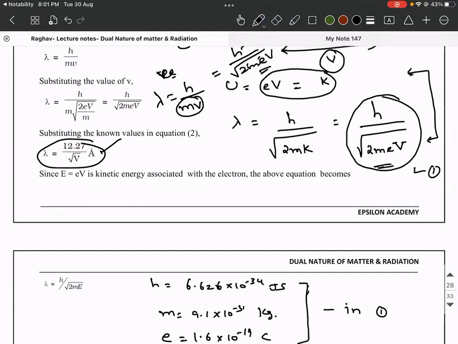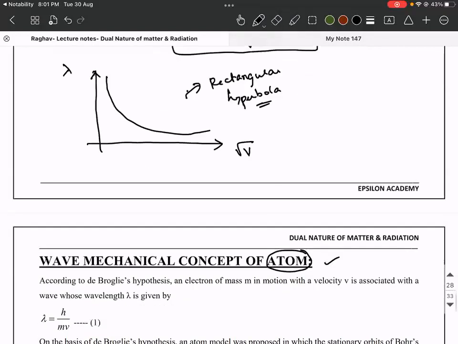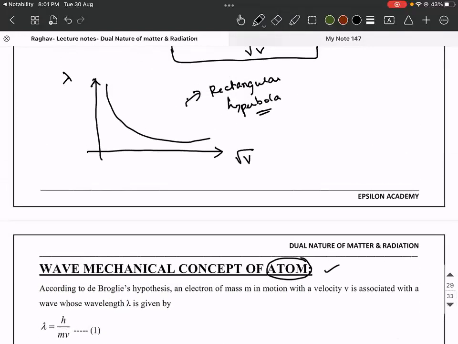Shall I proceed? If you want to draw the graph between lambda and V, actually you will not draw it against V, you will draw it against root V. You can observe that lambda is inversely proportional to root V for an electron, where V is the potential across which it is accelerated. So lambda decreases with the increase in the value of root V. That's it.